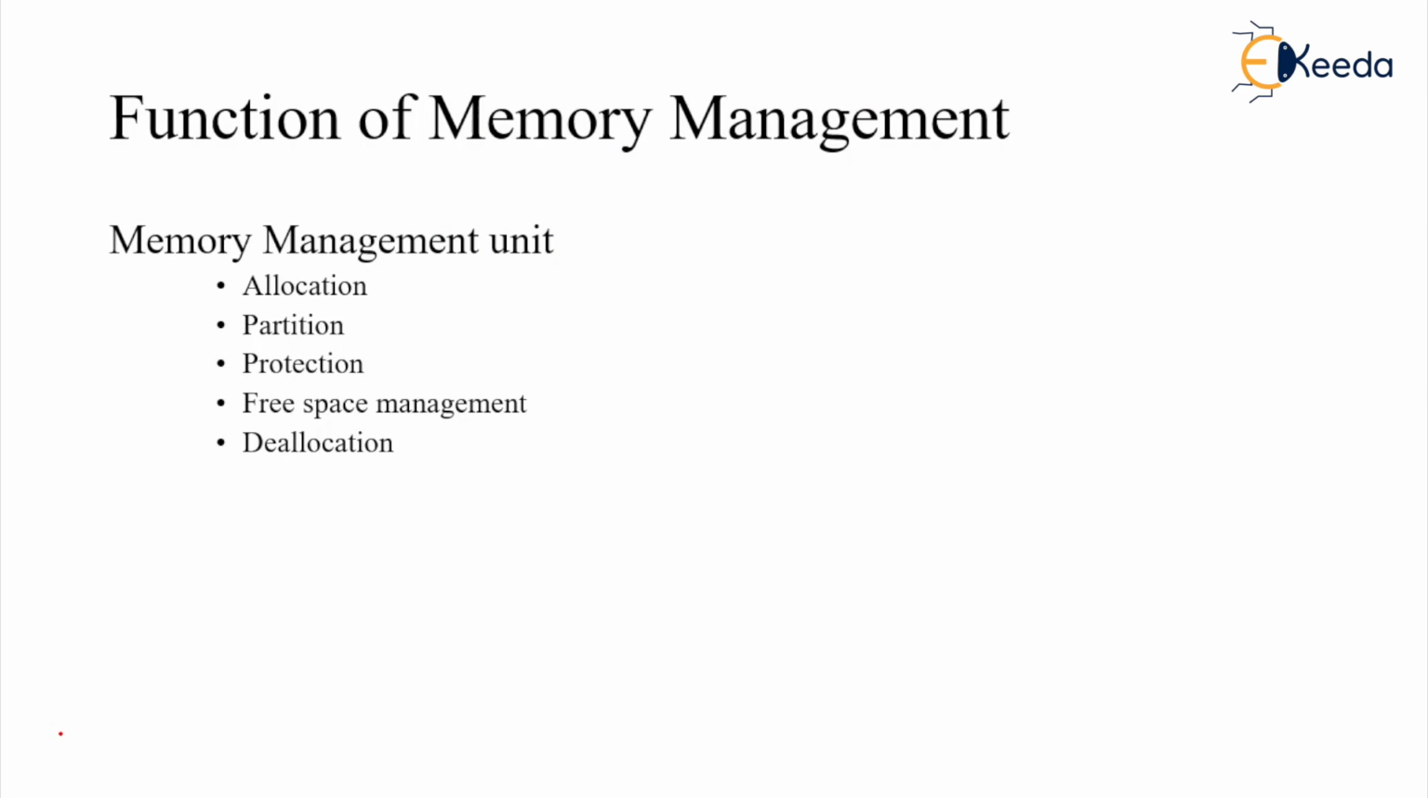So we are talking explicitly about memory, and we must know what issues memory management is dealing with. The main things that memory management deals with are allocation, partition into different segments or pages, protection, that is protecting a process from one another, free space management, and deallocation. Allocation, partition, protection, free space management, and deallocation. This is the responsibility, or you can say function, of memory management.